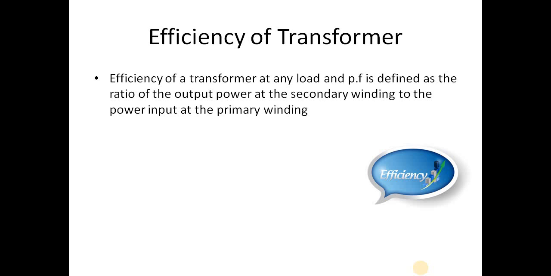In this session, we'll be looking at the efficiency of the transformer. So what is an efficiency? The efficiency of a transformer is defined as the ratio of the output power to the input power. The efficiency equation is frequently denoted with the symbol eta. So the efficiency is the ratio of output power by the input power.